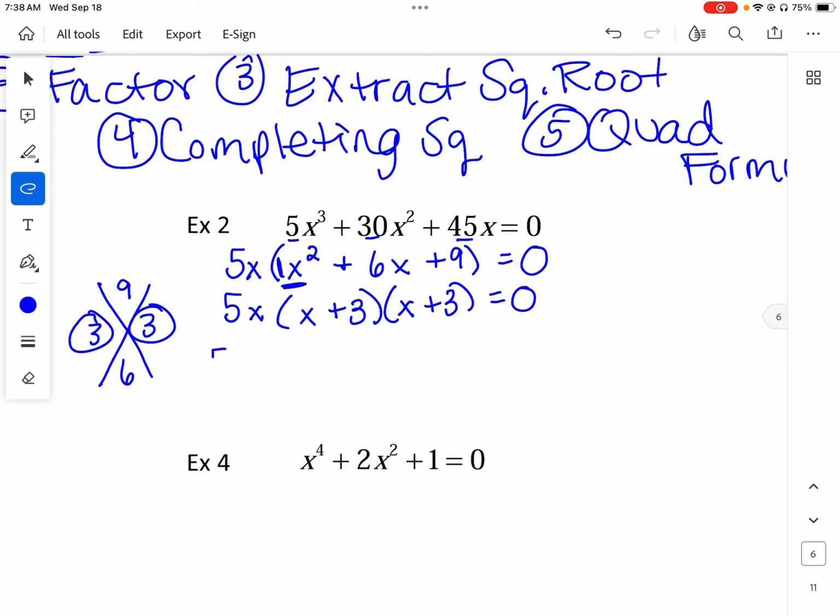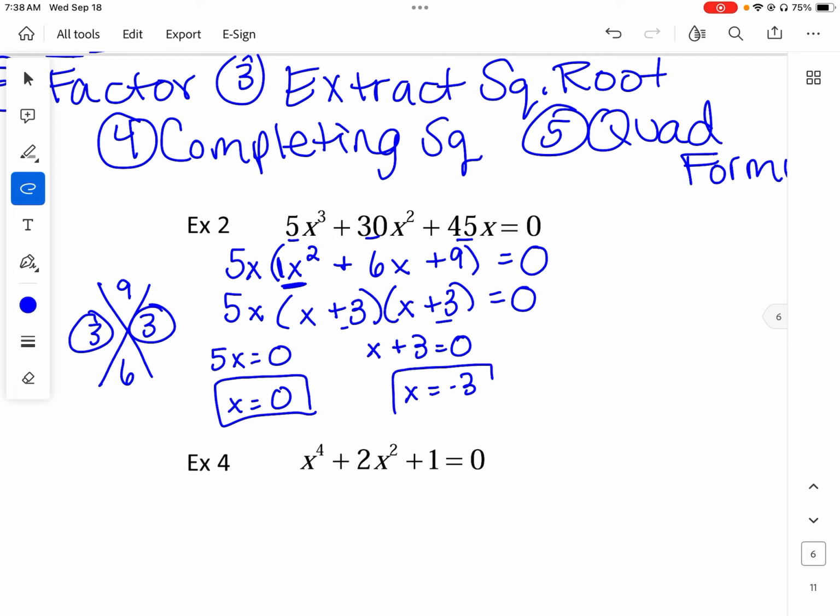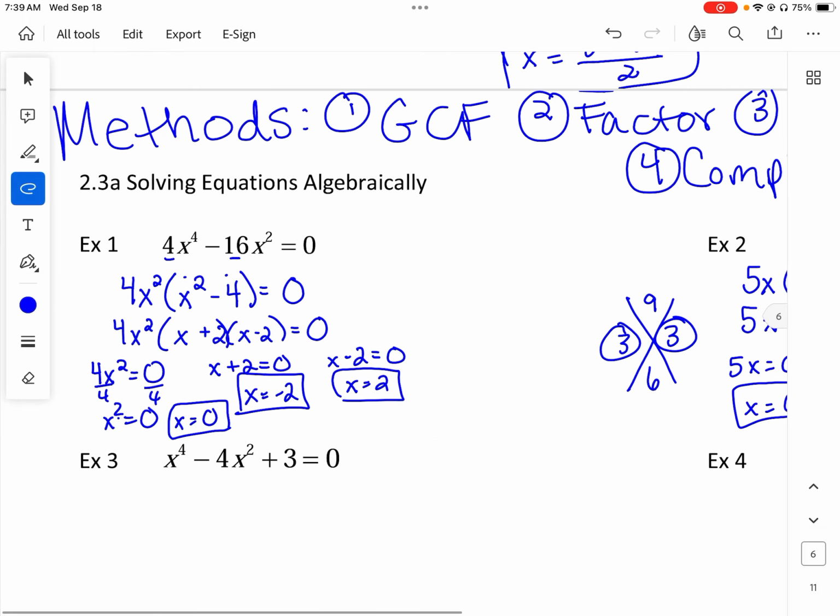And then I would set everything equal to 0. So x equals 0 right here. X plus 3, I actually have the same exact thing. So I just have x equals negative 3. I could write it again because it's written twice. This is my double 0 or double solution, but I only need to write it once. Okay, let's go to the next one.